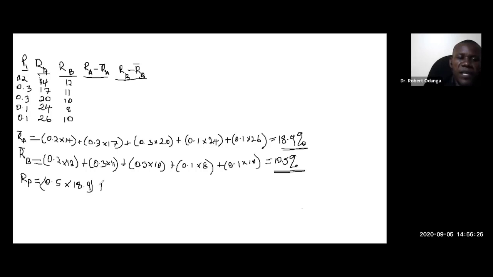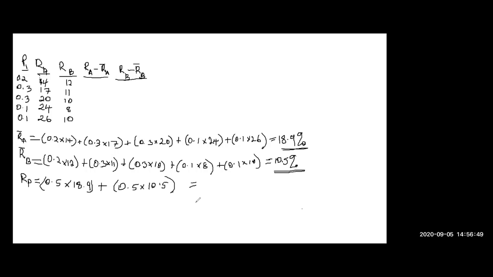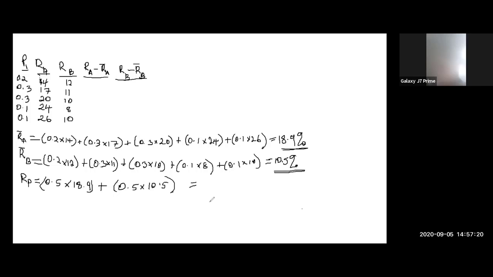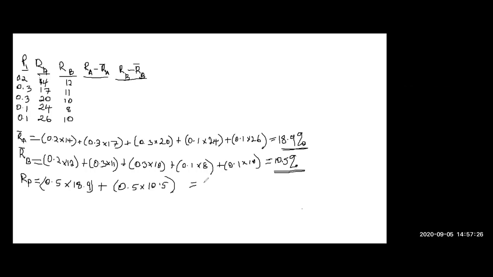If you recall our formula, plus 10.5. Sorry, let me start with the proportions first. 0.5 times 10.5. So what does this one give us? To get the return of a portfolio, work out this and give me the answer. What do you get? It's 14.7.